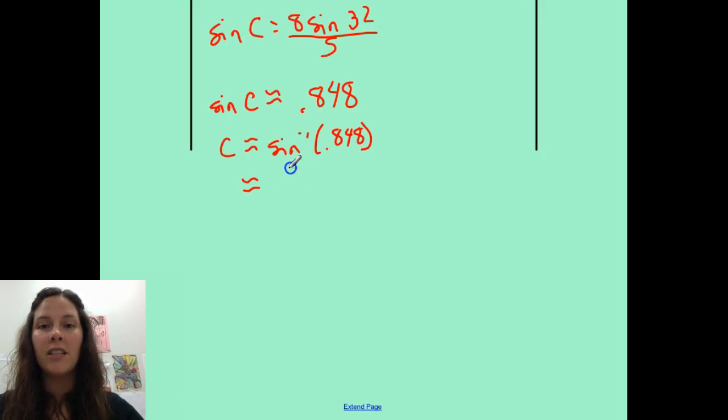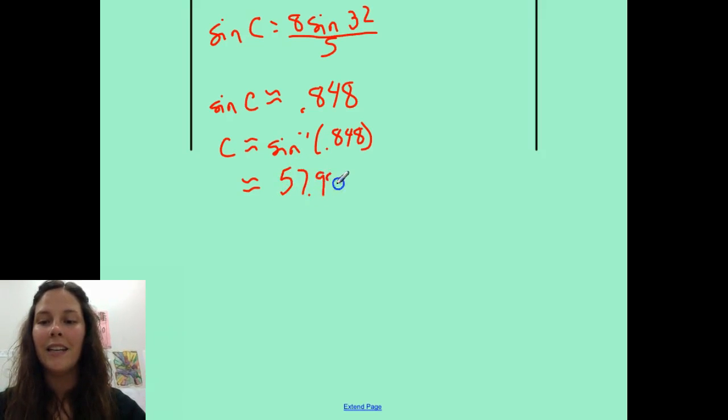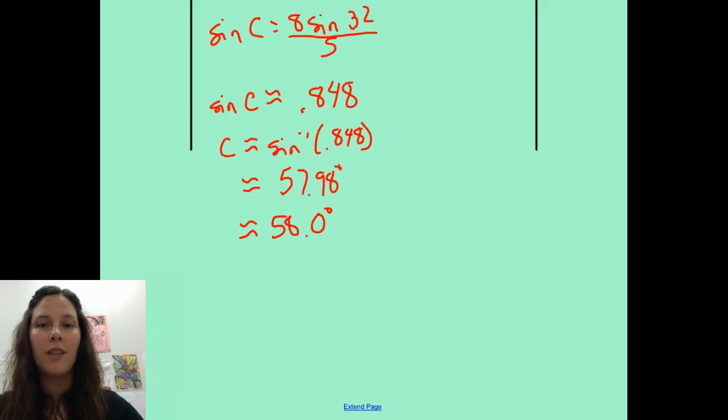Typically, I have you round to the nearest tenth. In this case, we got 57.98 degrees. So if we were rounding to the nearest tenth of a degree, that would actually give us 58.0 degrees. If you don't put that 0.0 in there, it says that you rounded to the nearest whole degree. I'm also okay with keeping more decimal places than are needed, and that way you'll for sure have the correct accuracy for your answer.